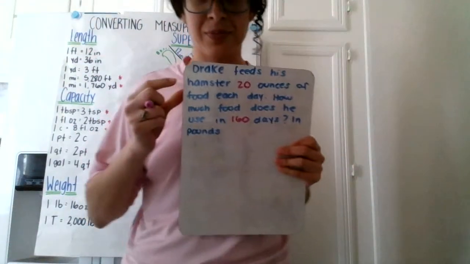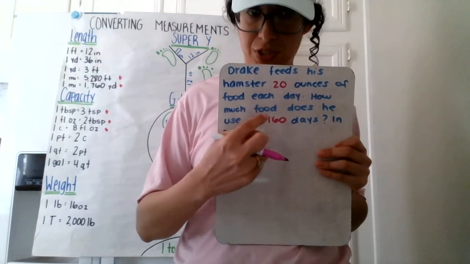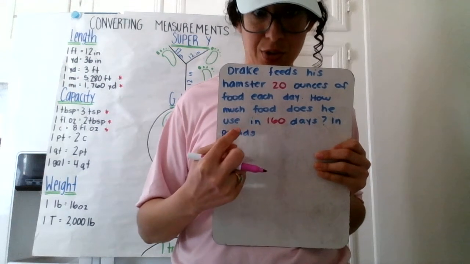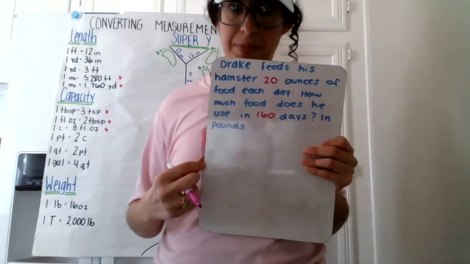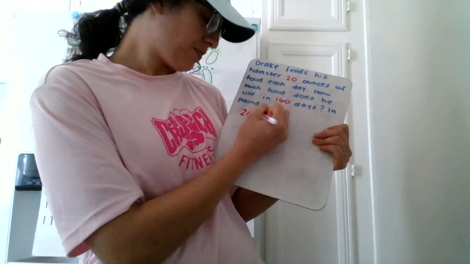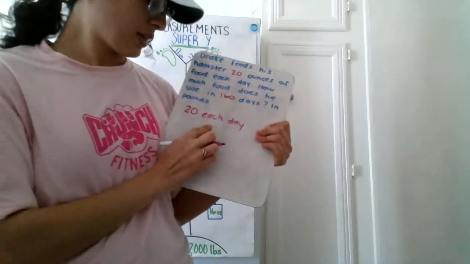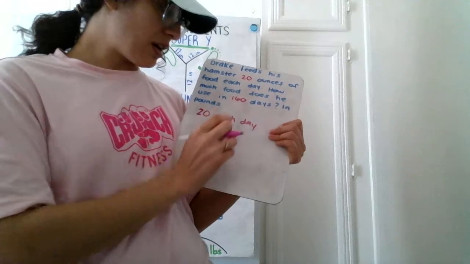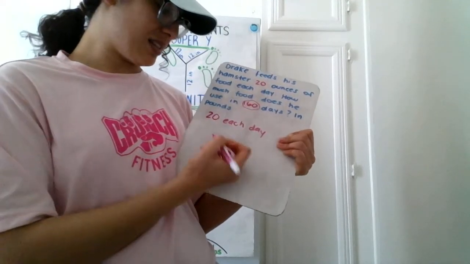Drake feeds his hamster 20 ounces of food each day. How much food does he use in 160 days? I want my answer in pounds. So 20 ounces each day, I know that much. Record what you know. But it wants me to answer how many I use in 160 days.